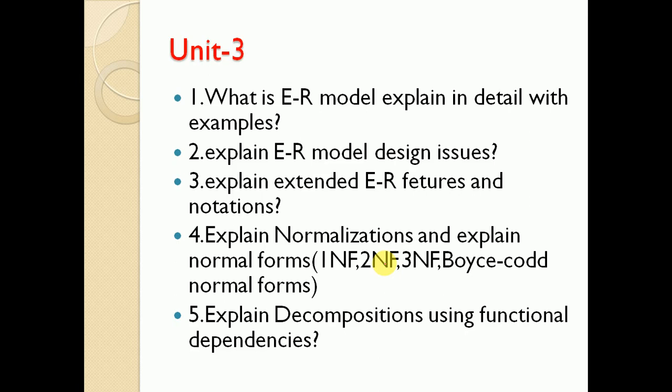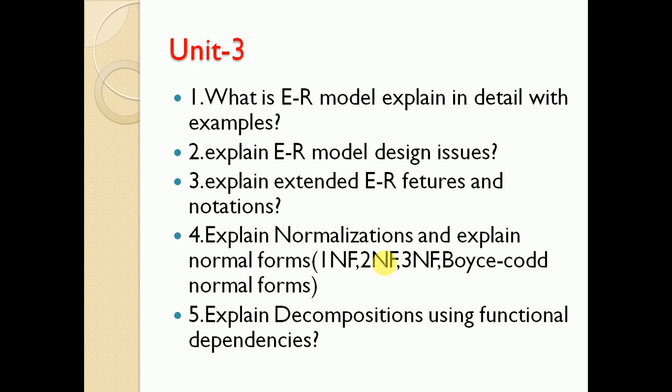Explain normalization and normal forms. You have to write the definition of normalization. Out of these normalizations, they may ask any one or any 2, depending upon who prepared the question paper. So 1NF, 2NF, 3NF, Boyce-Codd normal form. Out of these 4, any one will come, a damn sure question. A very important, compulsory question. Explain normalization and its normal forms with a neat diagram and a neat example.